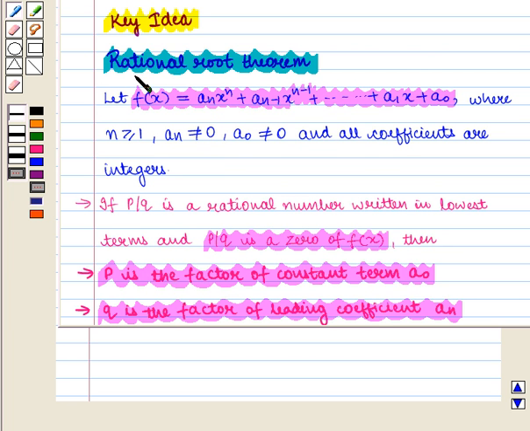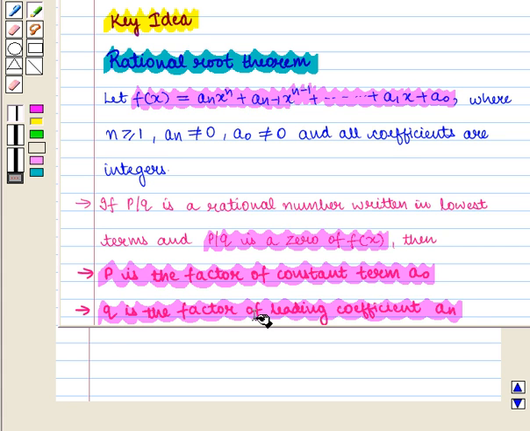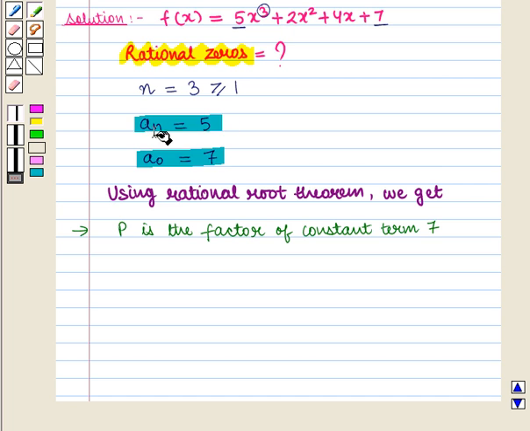So we use the rational roots theorem given in the key idea, which says if p/q is a rational number written in lowest terms and p/q is a zero of the function f(x), then p is a factor of the constant term a₀, and here a₀ is 7, so p is a factor of 7, and q is a factor of the leading coefficient aₙ, and here aₙ is 5.